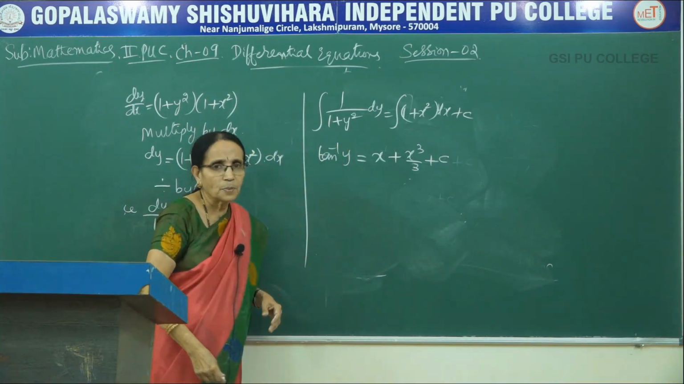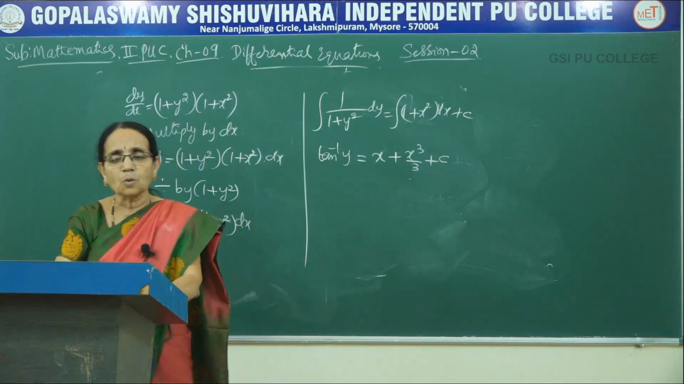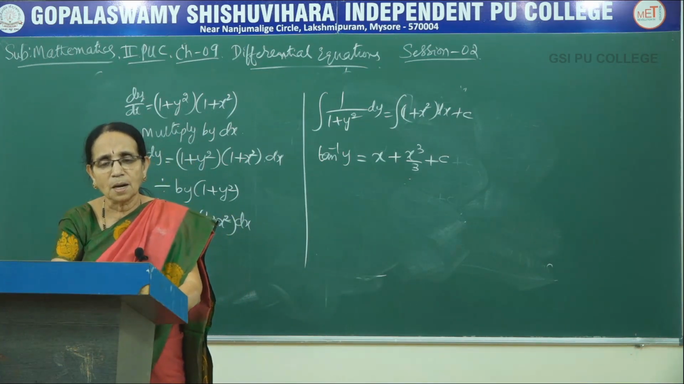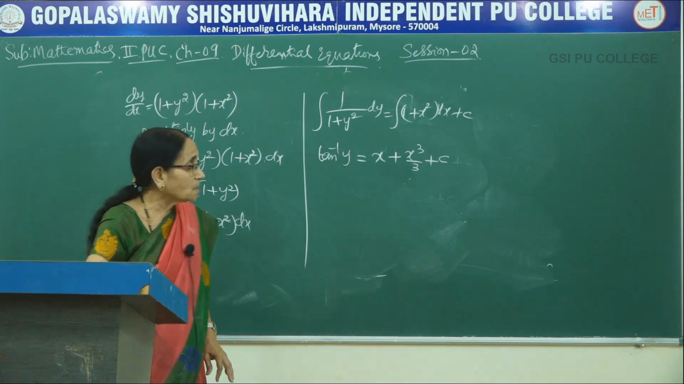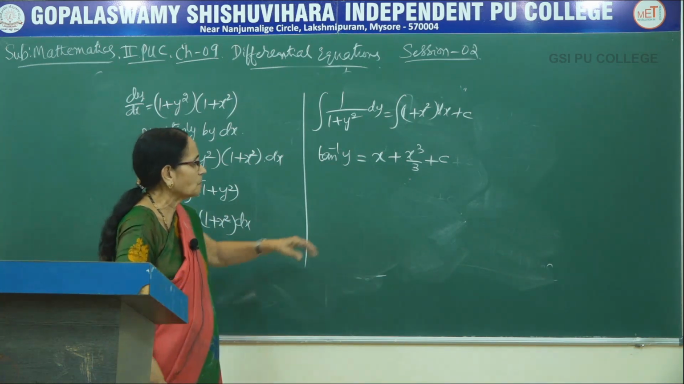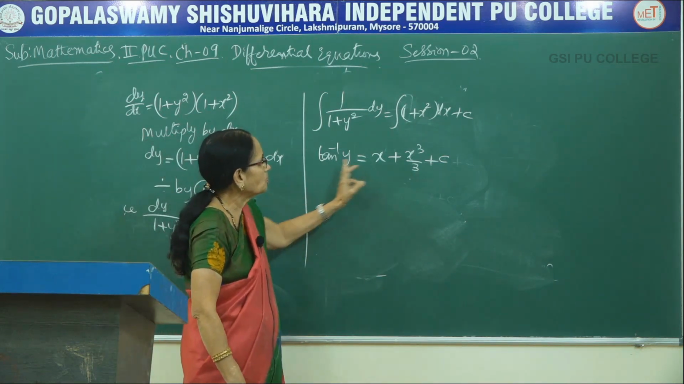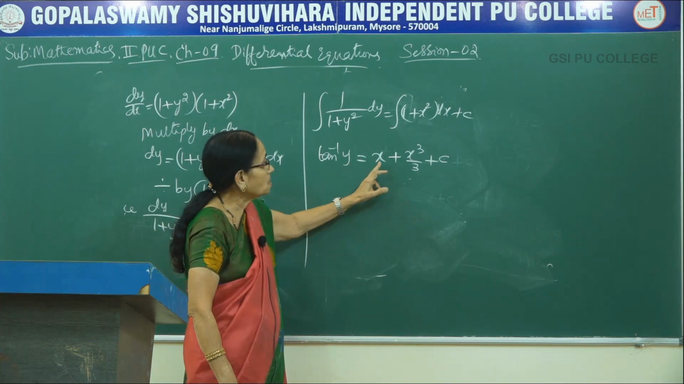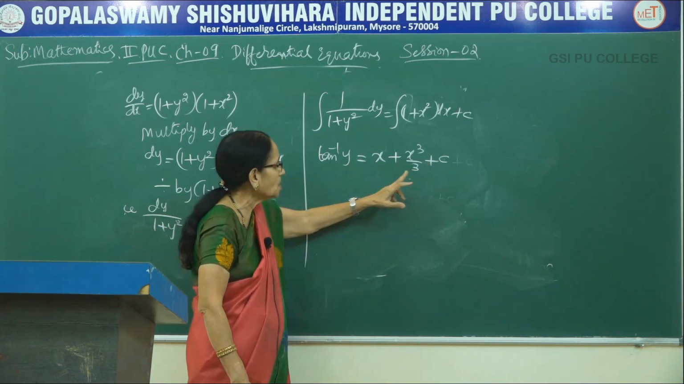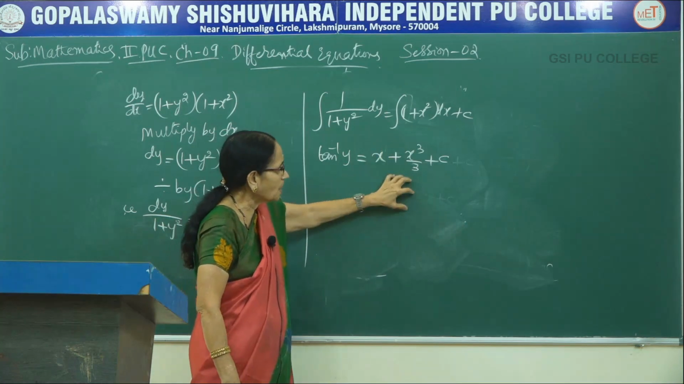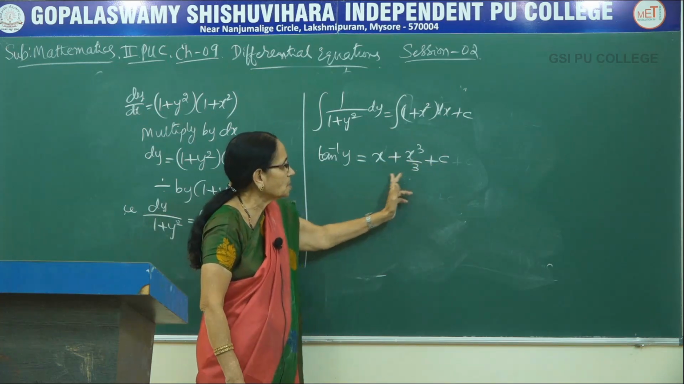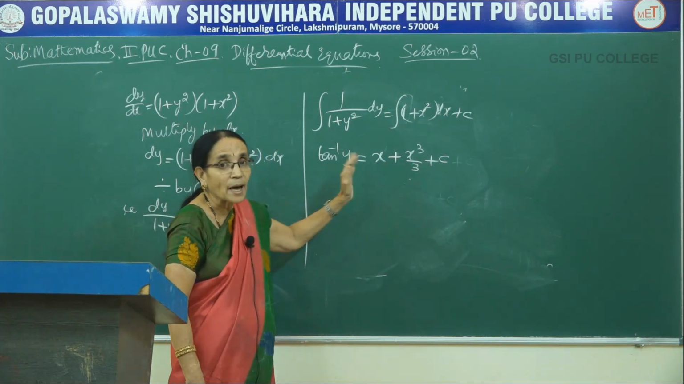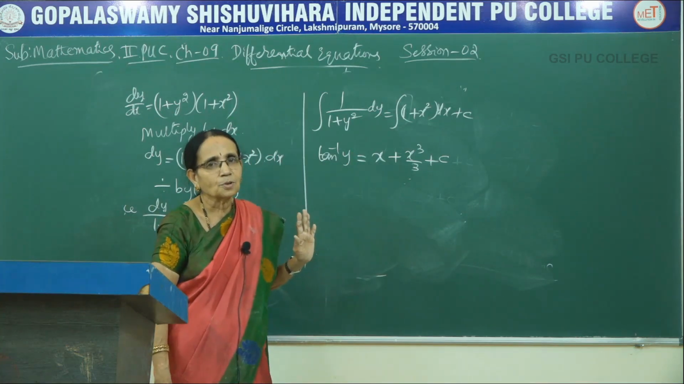So you can stop here itself, that is tan inverse y equal to x plus x cube by 3 plus the constant. Okay, or if you want to write in a different way also, you can try. First you can multiply both the sides by 3 and then this becomes 3x plus x cube plus 3c, or else you can keep it as it is, multiplying only the right hand side by 3, that is 3x plus x cube plus 3c divided by 3. Then you can write y is equal to tan of that one using the definition of the inverse trigonometric function.